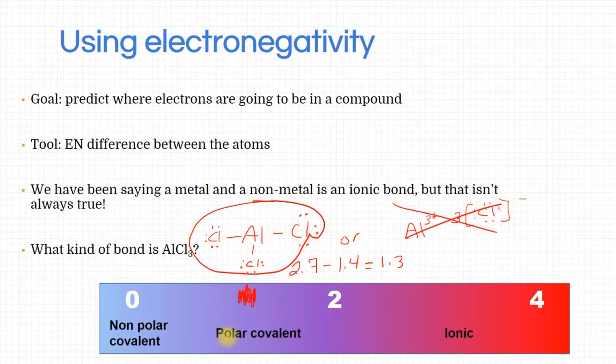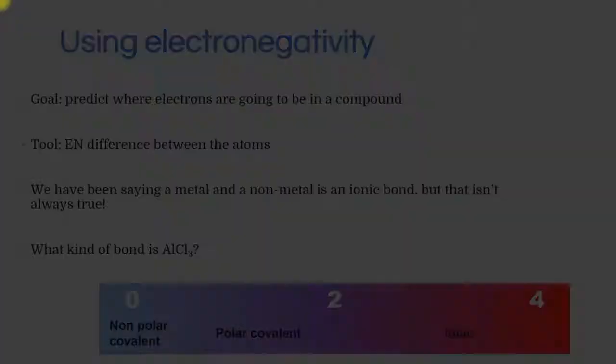Whenever I'm doing Lewis dot structures, it's always a good idea to make sure I've chosen the right way to draw it. We would have thought that aluminum and chlorine would form an ionic compound, but aluminum has such a high electronegativity for a metal that it doesn't. It actually is a polar covalent bond.